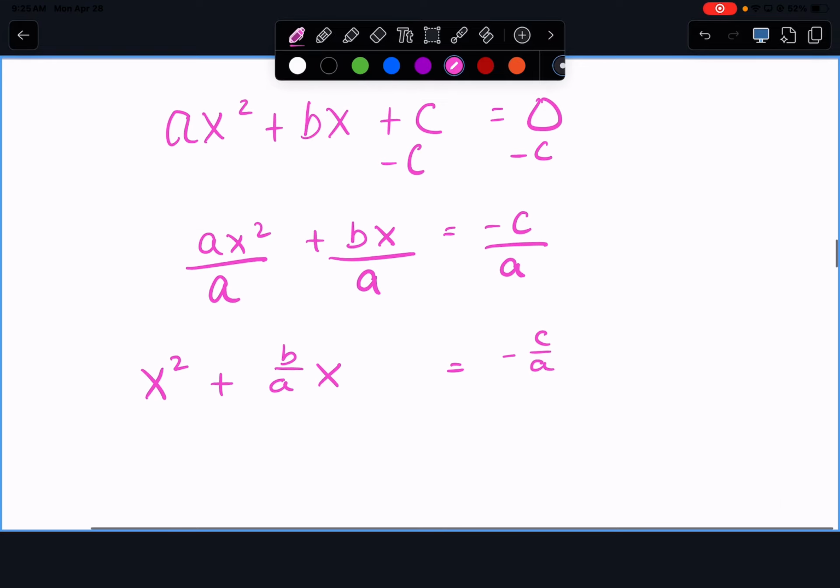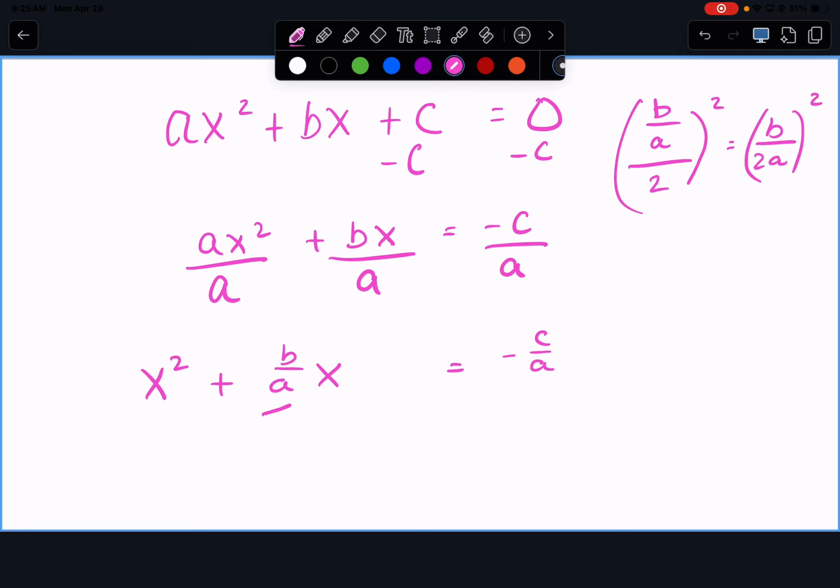From here, I take this term and divide it by 2 and square it. When I say b over a divided by 2, that is the same thing as saying b over 2a. And then I square that. What is b squared? It's not a trick question. B squared. What is 2a squared? 4a squared. So that is what gets added to both sides.